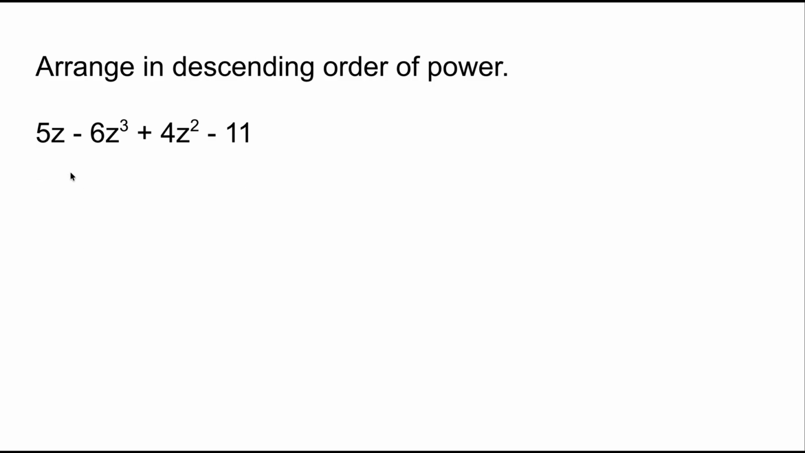Next, let's do the opposite. This time, let's go in descending order. So we're going to start with our largest and decrease. So our largest is negative 6z cubed, followed by positive 4z squared plus 5z minus 11.